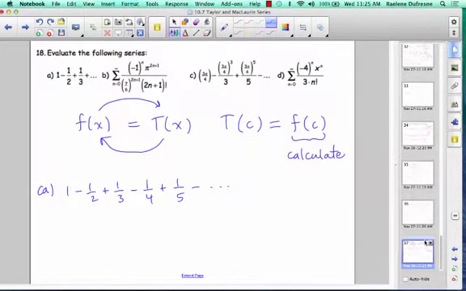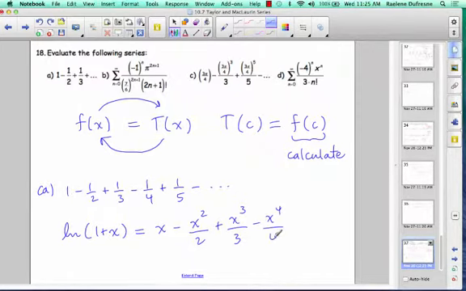So if we write the ln of 1 plus x, we can expand it as x minus x squared over 2 plus x cubed over 3 minus x to the 4 over 4 plus x to the 5 over 5, etc. And that suits us here as long as x is equal to 1. So this is equal to the ln of 1 plus 1.